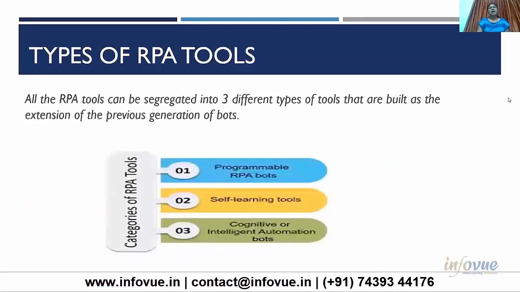That's why it's important that you determine which one meets your needs best before deploying your RPA build solution. Next, types of RPA tools. All the RPA tools can be segregated into three different types that are built as an extension of the previous generation of bots. First, programmable RPA bots interact with other systems based on the client's requirement. Self-learning bots analyze human actions and perform on various platforms. Third one, cognitive or intellectual automation bots. Self-learning bots which can handle unstructured data and make decisions based on complex unstructured input.